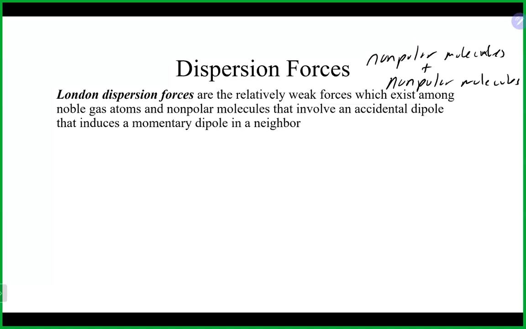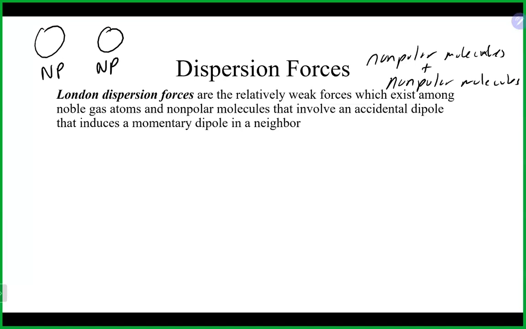And dispersion forces are really weak because if you think about a nonpolar molecule, they have no charge because electrons are shared equally. That makes it really hard for nonpolar molecules to do the positive-negative thing, because they don't have a positive side or a negative side. So there are actually two ways that this can occur.